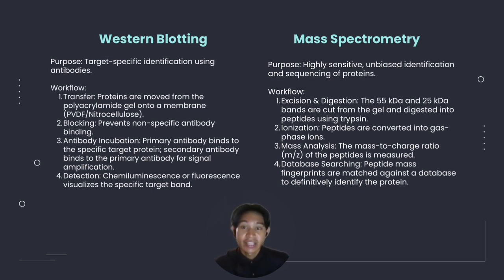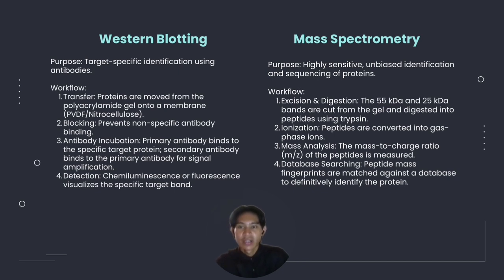Then, a secondary antibody conjugated to an enzyme or fluorophore is added. This allows us to detect and visualize the signal if a band is detected at our expected molecular weight, and it confirms the presence of our specific target protein.